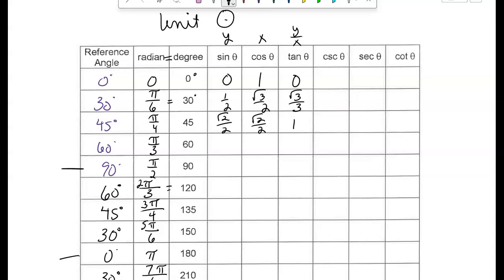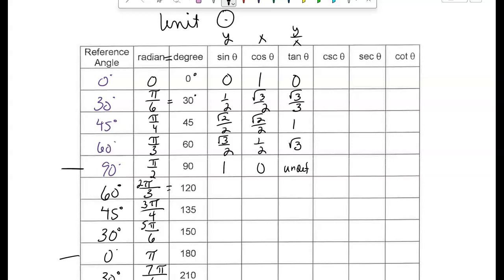60. Sine of 60. Yep, root 3 over 2. Cosine is 1/2. Tangent would be root 3. And then 90. We know the sine is 1, cosine is 0, and tangent is undefined. Okay, so tomorrow we're going to come in, not tomorrow, Thursday when I see you, we're going to fill in the rest of this chart. All this whole chart will be filled in.